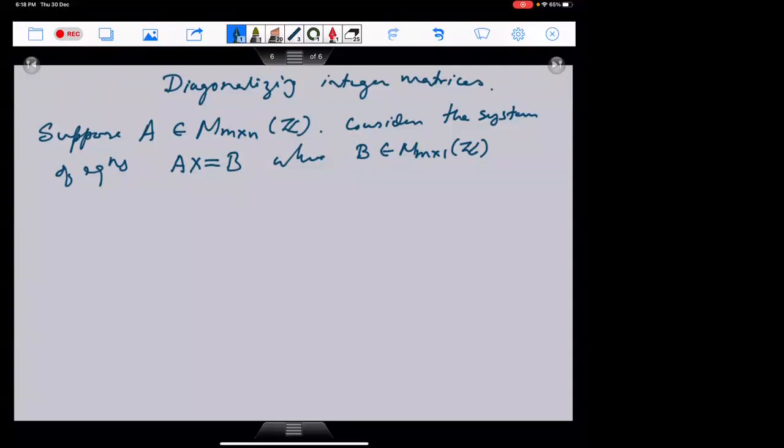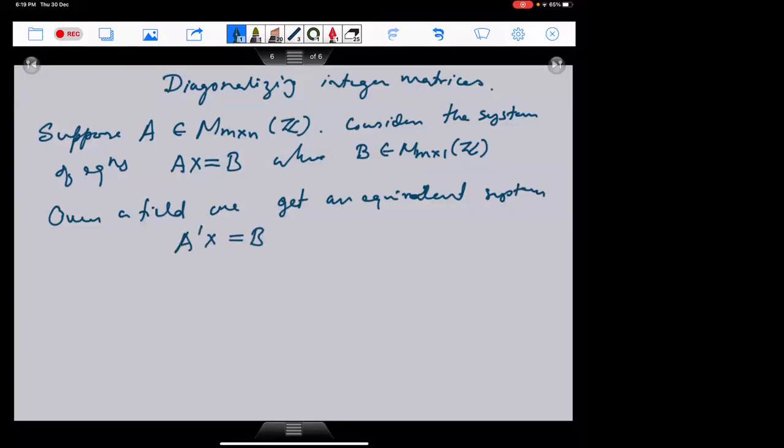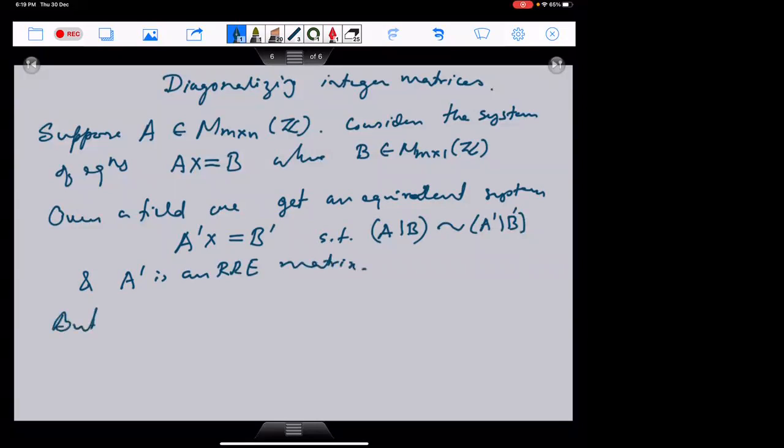So now we are talking about the ring Z. Coefficients are coming from Z. Then elementary row operations are not enough. Over a field, just to remember, what we did was get an equivalent system A prime X equal to B prime, where X does not change, such that this augmented matrix AB is row equivalent to A prime B prime. This is what we did in college. And A prime is an RRD matrix.